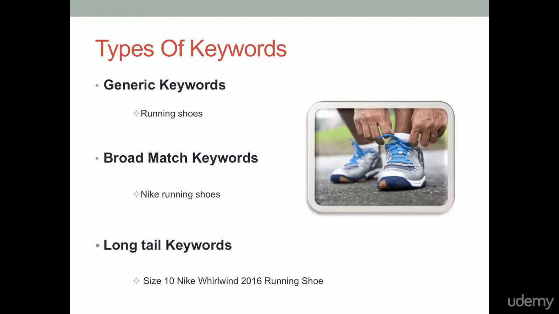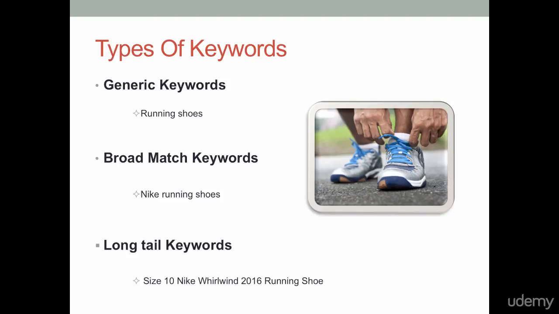First of all, we have generic keywords. In this example, I've used running shoes. If you're somebody who's looking for running shoes, the most basic and most obvious thing to type in as a keyword into Google search or any other search engine would be running shoes. This is the general search term that the majority of people would use.